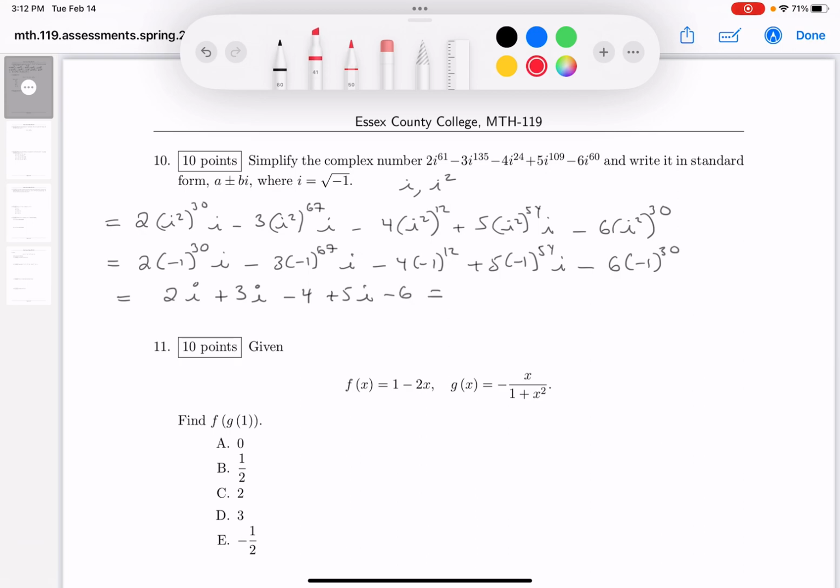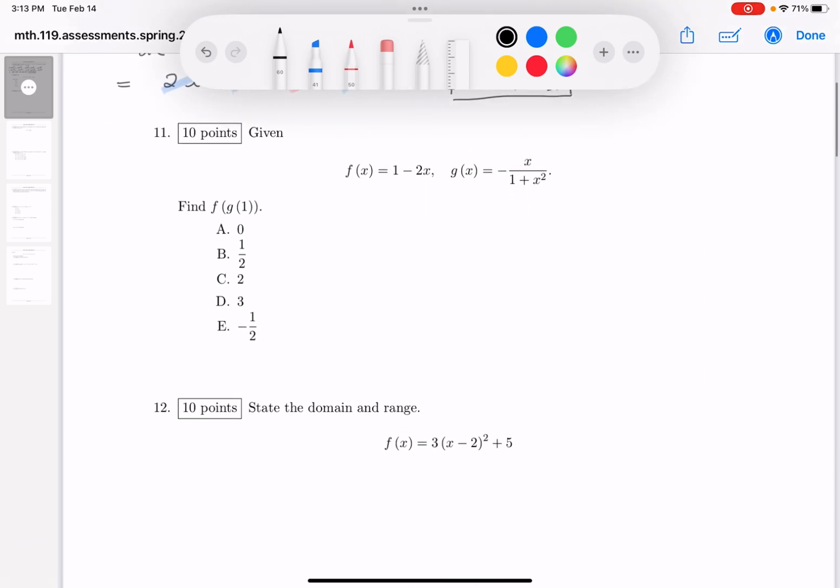All right, I'm going to highlight the things we're adding together. Minus 4 and minus 6 is minus 10. And then I'm going to add the i's together. 2, 3, that's 5, plus 5 is 10. All right, that's done.